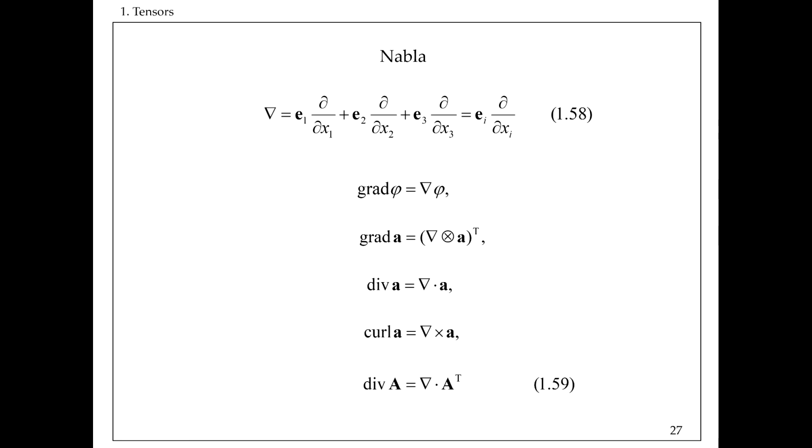So we differentiate things, our fields. Now let's see how we differentiate these different quantities: scalars, vectors, and higher order or second order tensors.